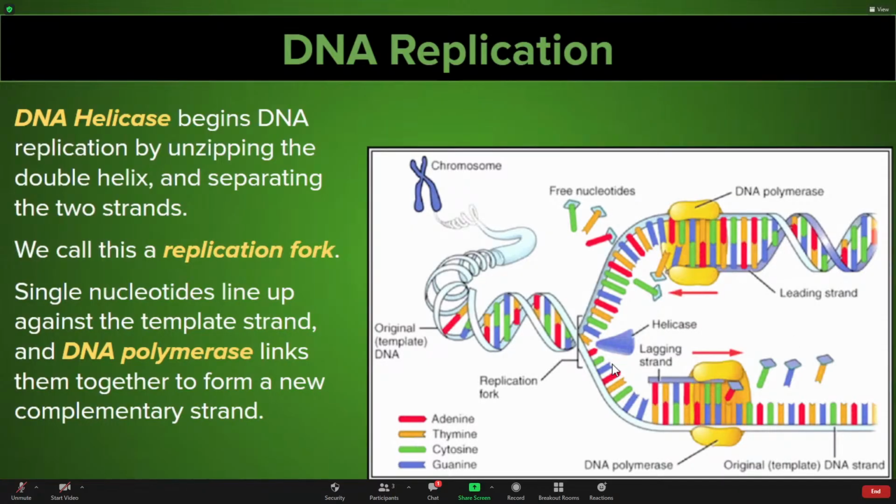And substrate concentration is also key. If there is a limitation in the number of these free nucleotides that are required to build our new DNA strands, then DNA replication will be slowed down as well.